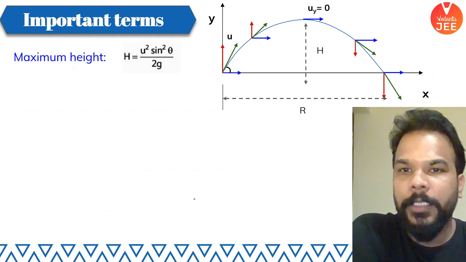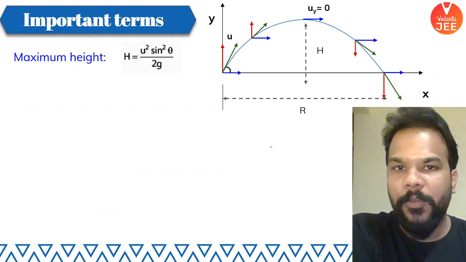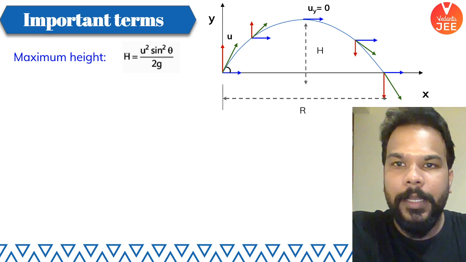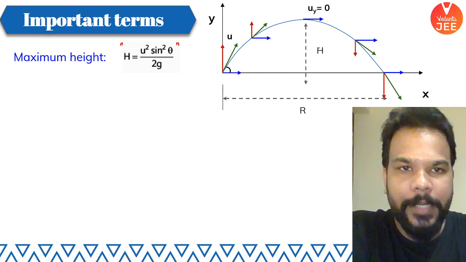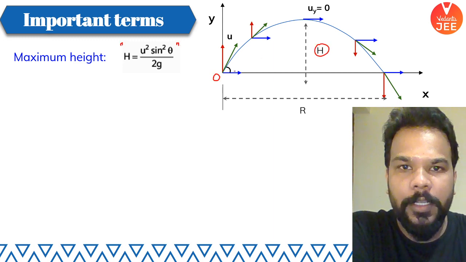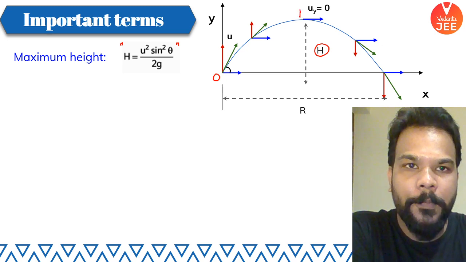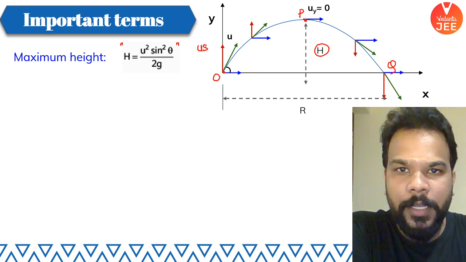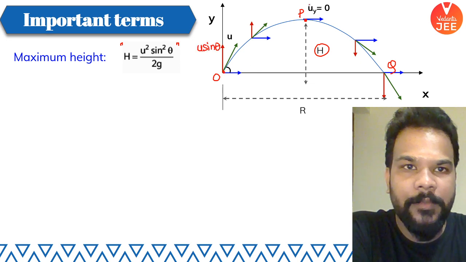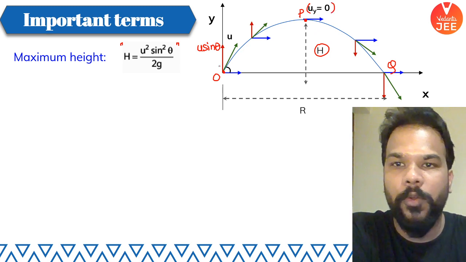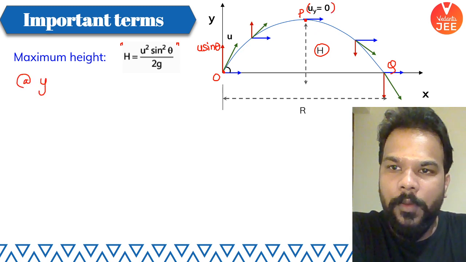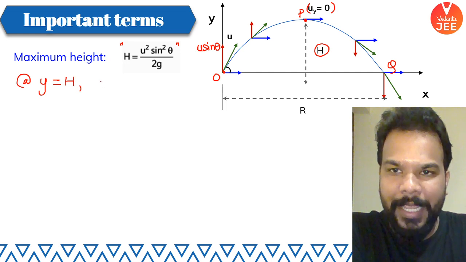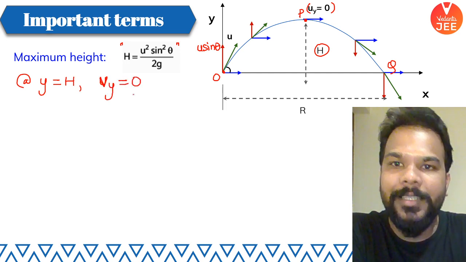Okay, cool. Moving on. That was time of flight, 2u sine theta by g. Next is to find out the maximum height attained. This is the height that we want to find out. This is O, this is P, and this is Q. So we can say that this is the point where vertical velocity was u sine theta, and this is the point where vertical velocity becomes 0. So when the y component becomes capital H, the vertical velocity must become 0.